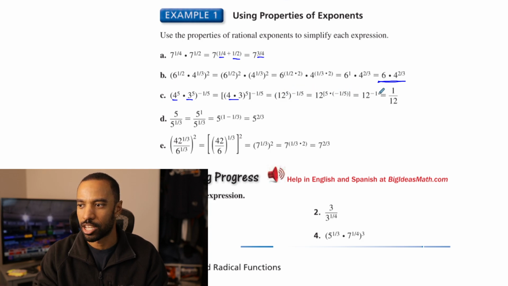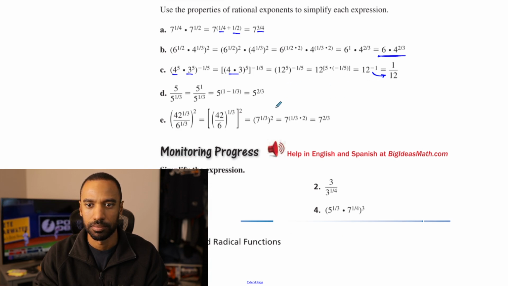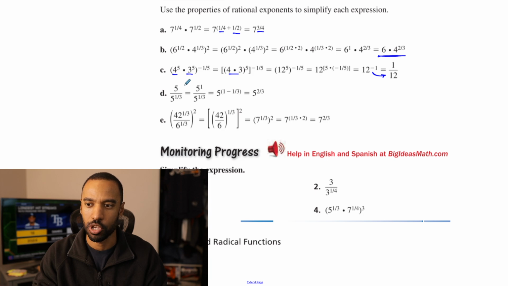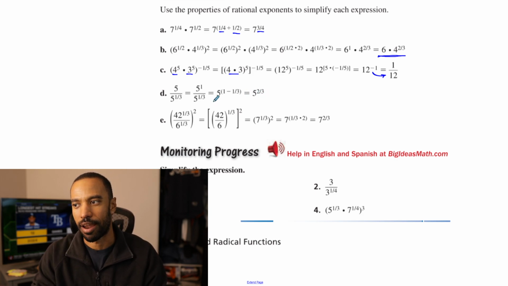And negative exponent turns into a fraction as a result. Not the exponent, the base. 5 is also 5 to the 1st power is what they're showing there. You're doing 1 minus 1/3 when you divide the bases, and 1 minus 1/3 is 2/3. So you can see a lot of fraction exponent results. This is part of our simplification process.